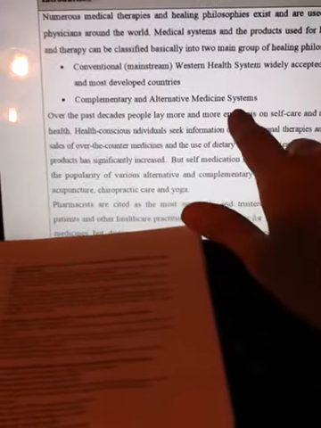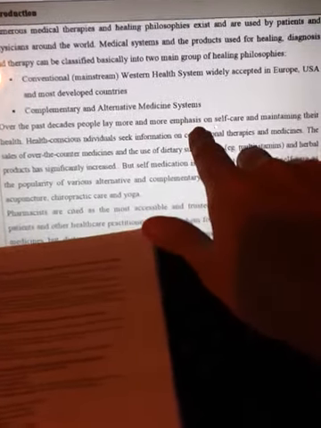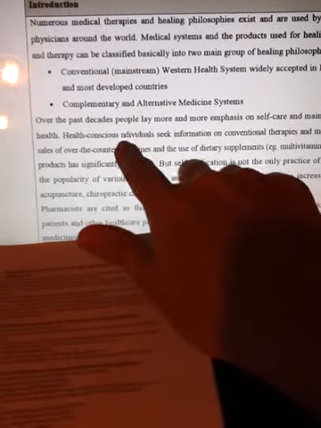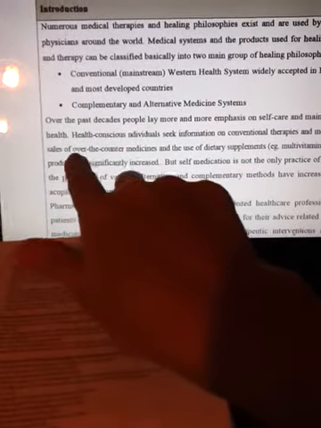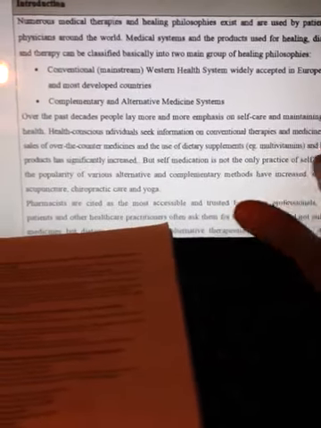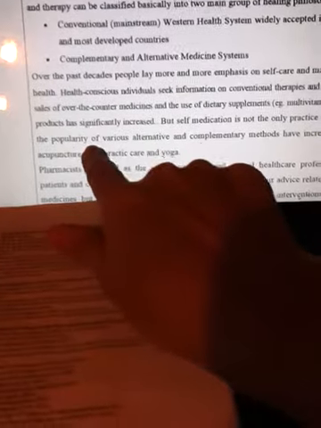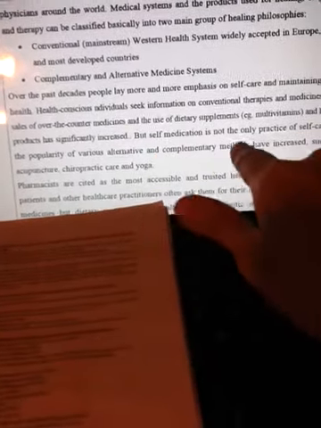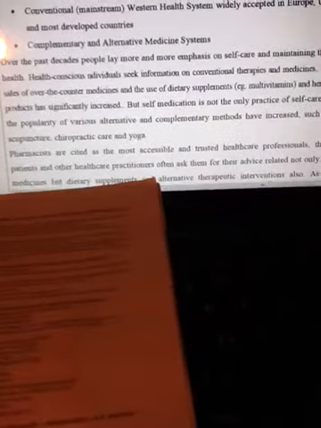Complementary and alternative medicine system. Over the past decades, people lay more and more emphasis on self-care and maintaining their health. Health-conscious individuals seek information on conventional therapy and medicines. The sales of over-the-counter medicine and the use of dietary supplements, for example, multivitamins and herbal products, has significantly increased. But self-medication is not the only practice of self-care, as the popularity of various alternative and complementary methods has increased, such as acupuncture, chiropractic care, and yoga.